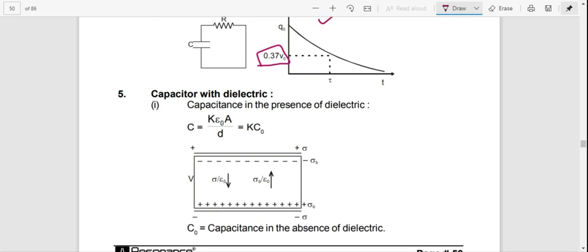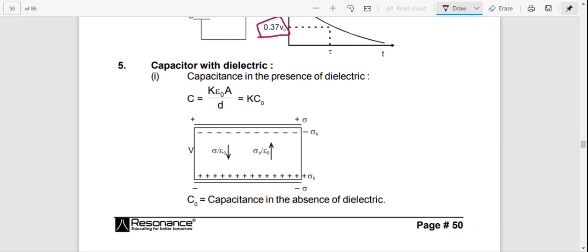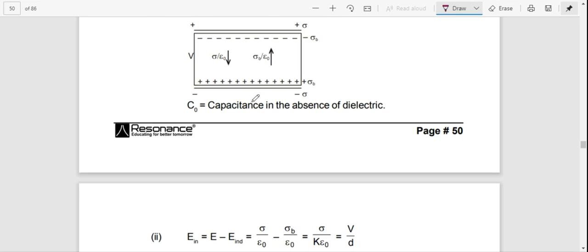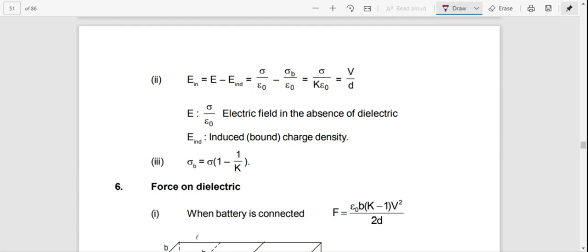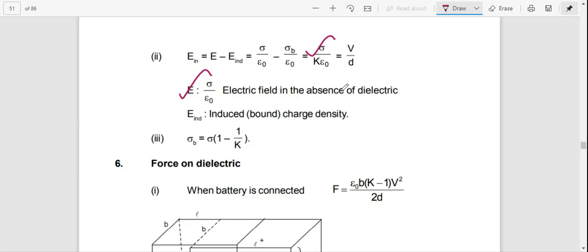Capacitor with dielectric. In presence of a dielectric medium, the capacitance will be epsilon naught A into K by D or K into C naught, the initial capacitance, that is in absence of dielectric. And the electric field inside, in absence of dielectric, is equal to sigma by epsilon naught. In presence of dielectric it is equal to sigma by K into epsilon naught or equal to V by T.